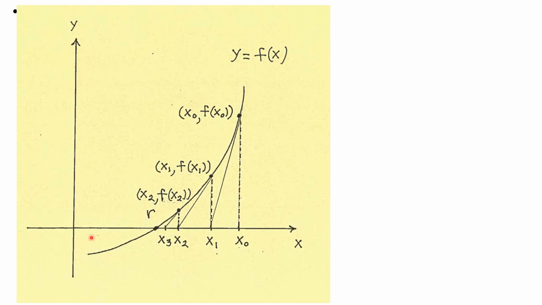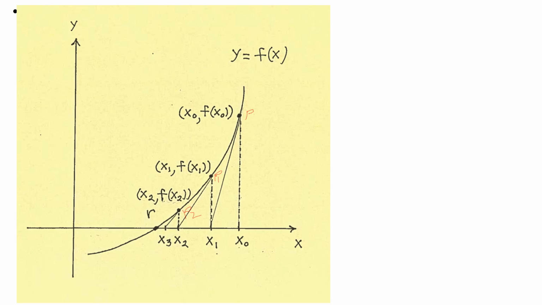So for example, this is the curve y equals f of x, and this is point P, this is point P1, and this is point P2. And this one is the root to be found for the certain function, the curve y equals f of x. And this makes use of the tangent line equation.